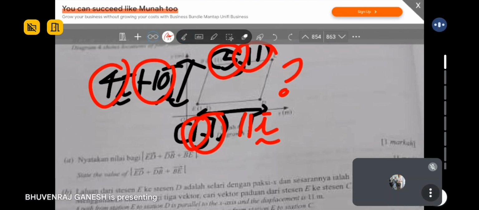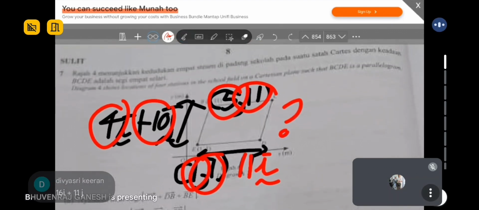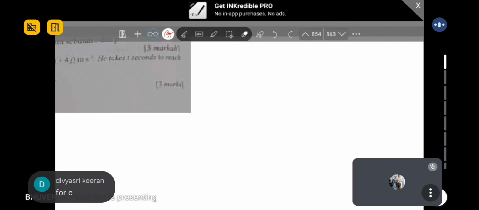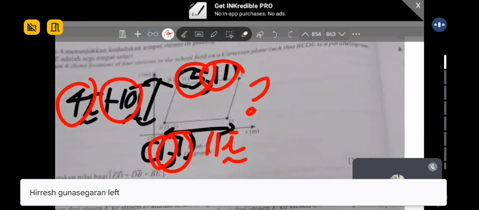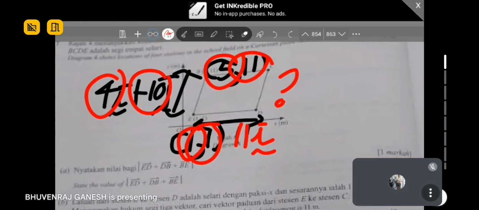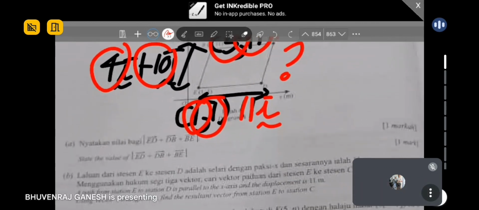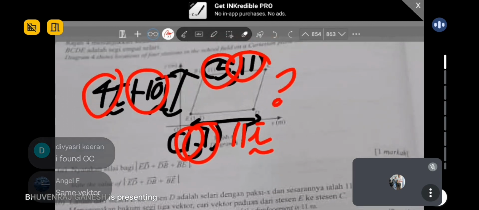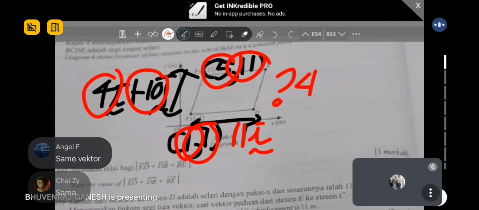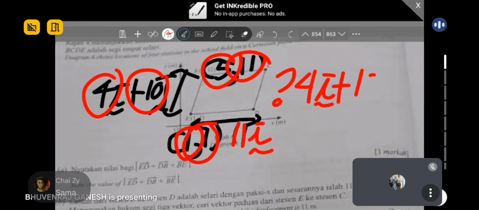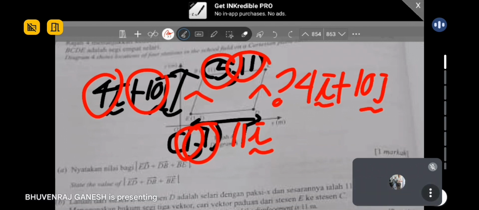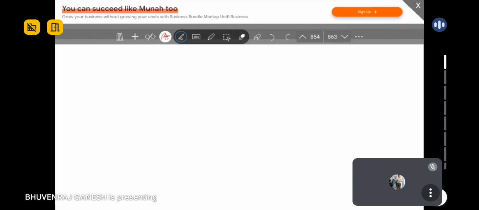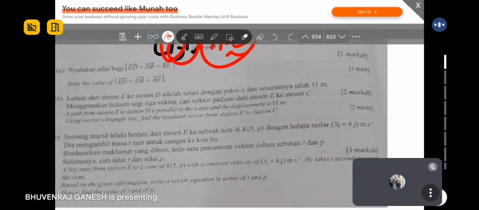Yang ni adalah segi empat selari. Okay, it is a parallelogram, guys. So means that are you sure? No, asking question B now. Soalan B now, guys. Okay, guys, in parallelogram, yes, same vector, guys. Okay, means this one also is 4i plus 10j. Do you all get it? Because parallelogram, they'll have the same vector since they are parallel. Okay, mereka adalah selari antara satu sama lain. So you just plus these two. Tambah dua-dua, dapat jawapan. Okay, are you clear, guys?